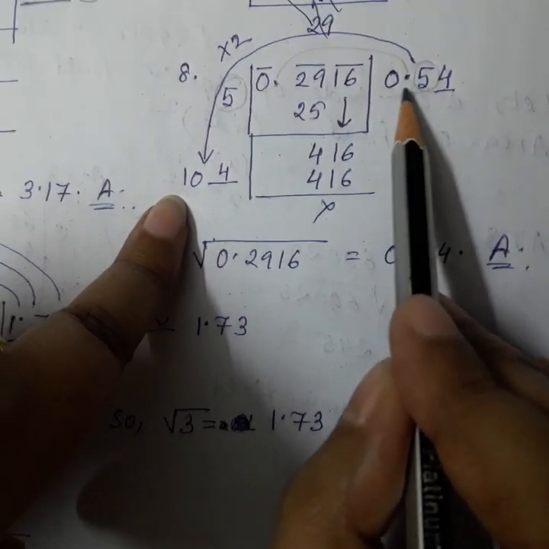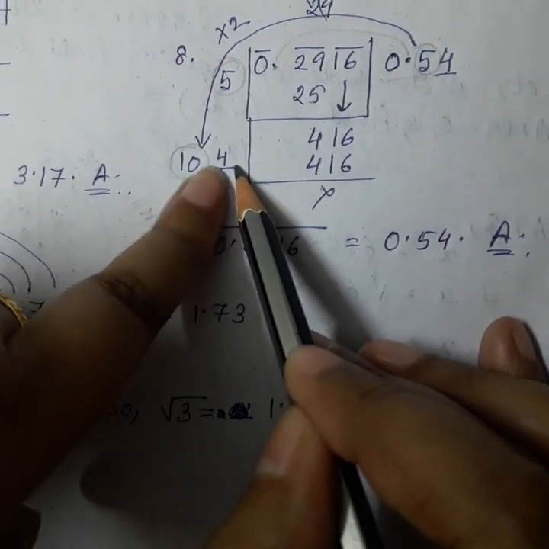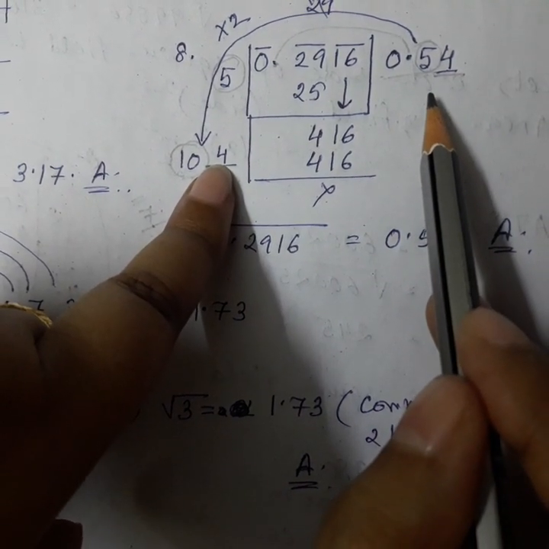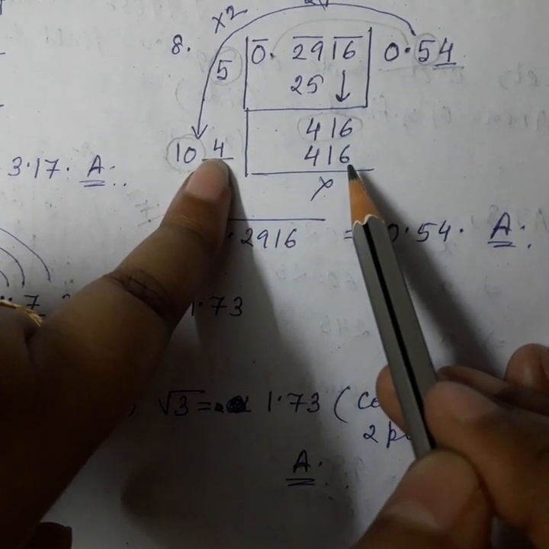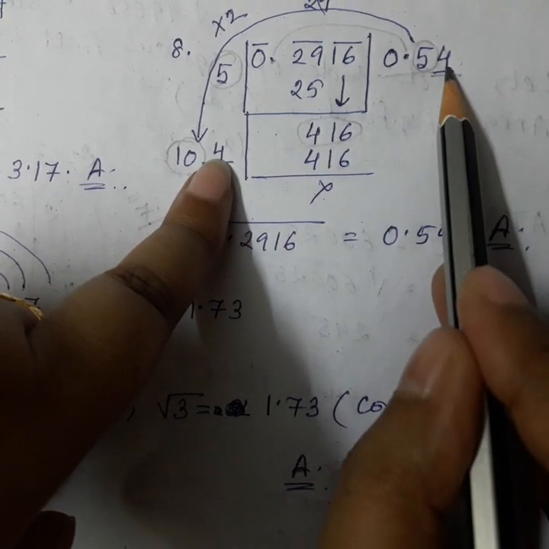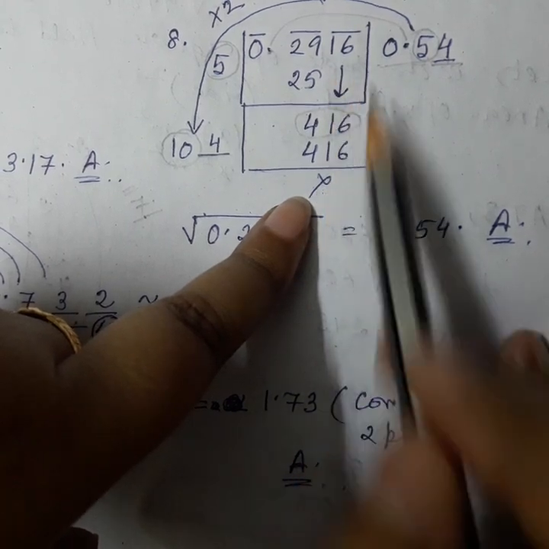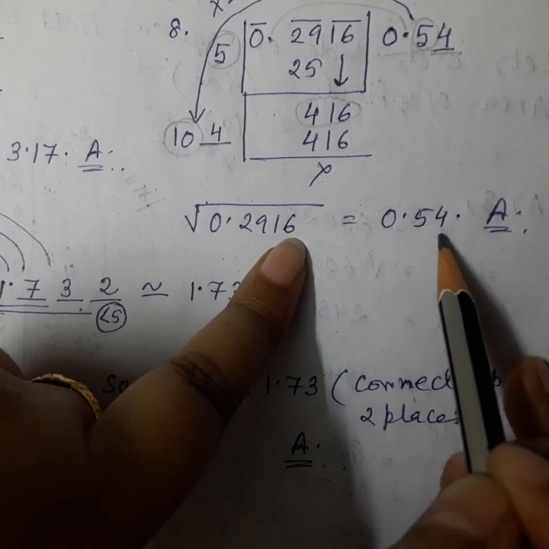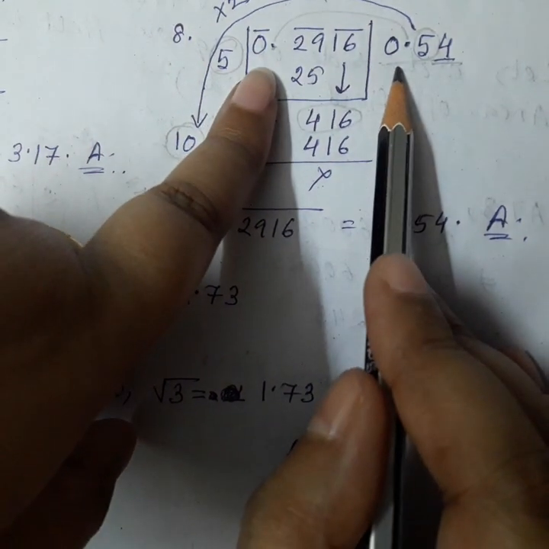So here we have to double 5. So 5 2s are 10. Now here we are giving a dash and here also a dash. Now we have to put the maximum number such that it will be nearest to 416. So if we put 4 here, 104 into 4 is directly coming 416. So the remainder is coming 0 and the square root is over. So the square root of 0.2916 means 0.54. So when 0 point something is there, in this way you have to solve.